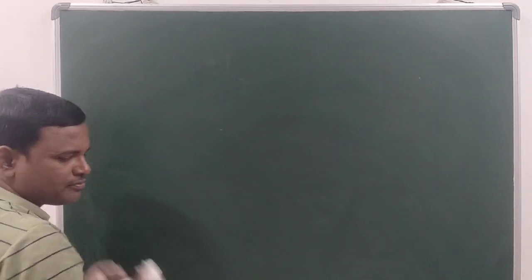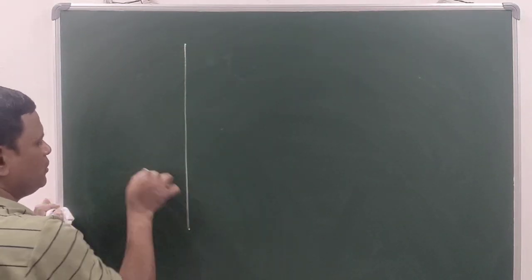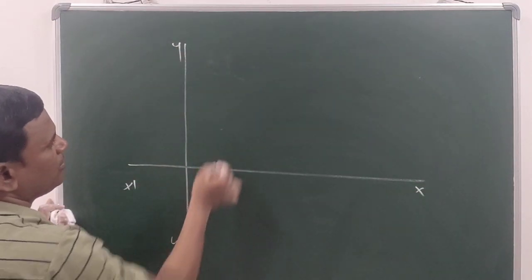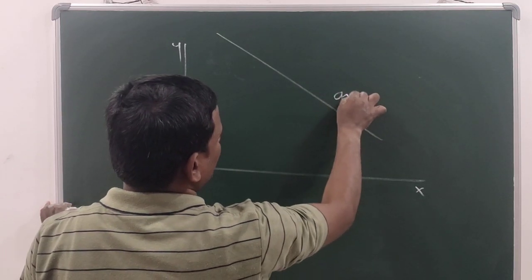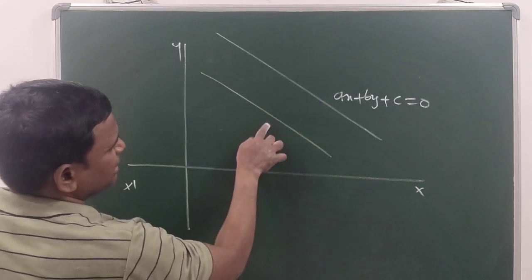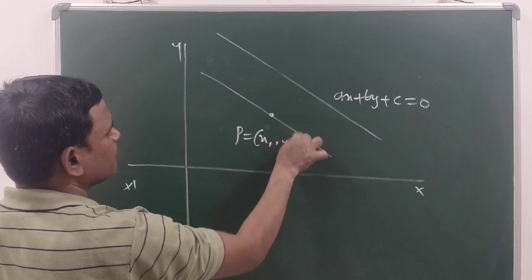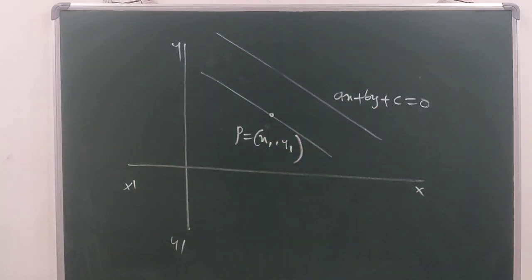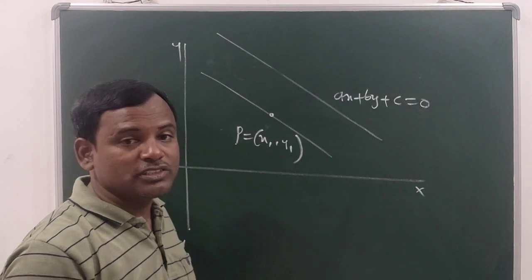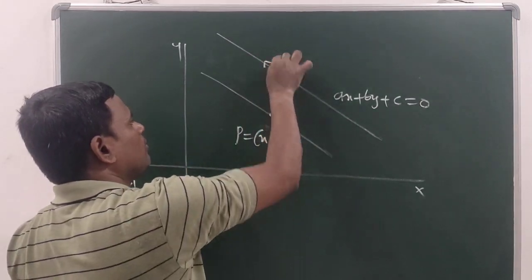Next, students, see students, x dash, y dash. One line is moving like this, whose equation is given as ax plus by plus c equal to 0, and one more line is given, which is parallel to this line and passing through the point P(x1, y1). Okay students, what you have to determine here? The equation of this line, which is passing through the point P(x1, y1) and parallel to this line. Both are parallel.